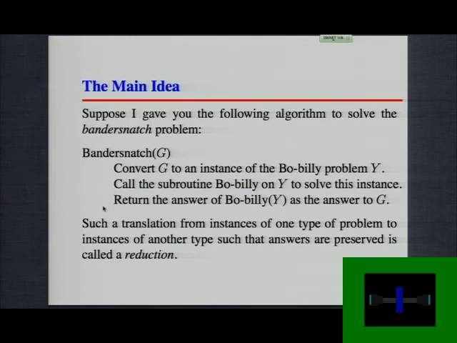And let's say you've got a subroutine to solve the Bobilli problem. Once you have Y as input, formatted appropriately for the Bobilli problem, you can call your Bobilli solver and get an answer back from it. So Bobilli of Y is the result of running the Bobilli subroutine on this translated input. The third part of this algorithm is simply to return this as the answer.